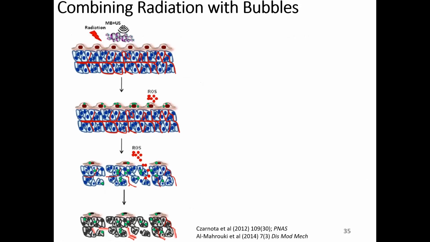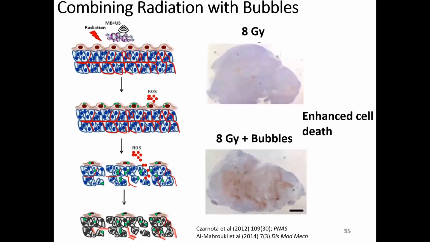And the vascular damage, it is hypothesized, causes the release of a lot of reactive oxygen species, which are in a way ideal for the radiation therapy that is to follow these treatments. And if we compare the degree of cell death that occurs as a result of radiation alone or radiation and bubble treatment, we observe significantly more cell death in a radiation and microbubble treatment than we do in radiation alone.